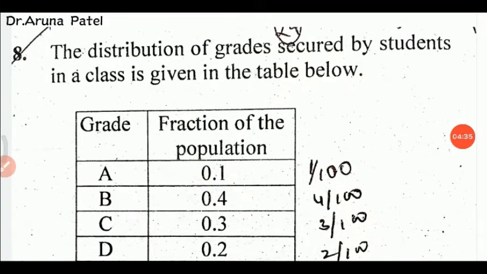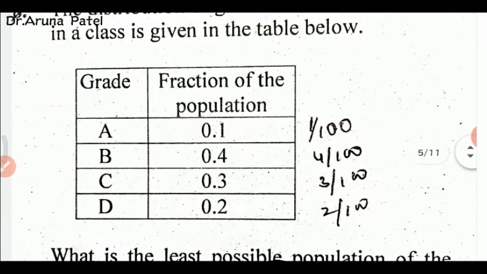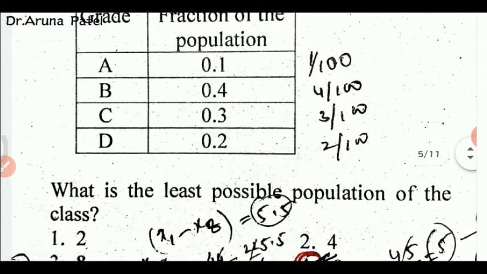The next question is question 8 of set B. The distribution of grades secured by students in a class is given in the table below. So here in the table, the first column is grade A, B, C, D, and the second column is the fraction of the population. So it's in fractions 0.1, 0.4, 0.3 and 0.2. So what is the question?